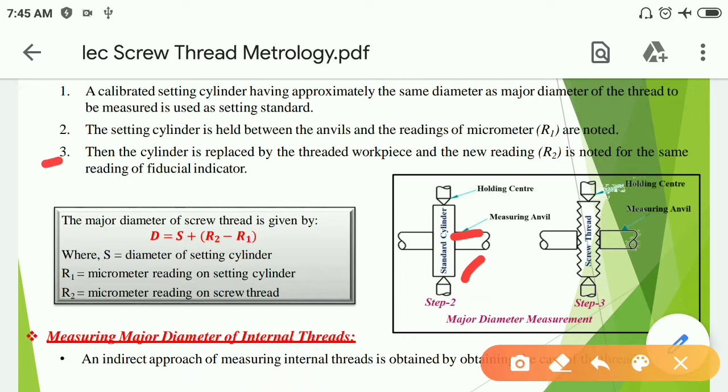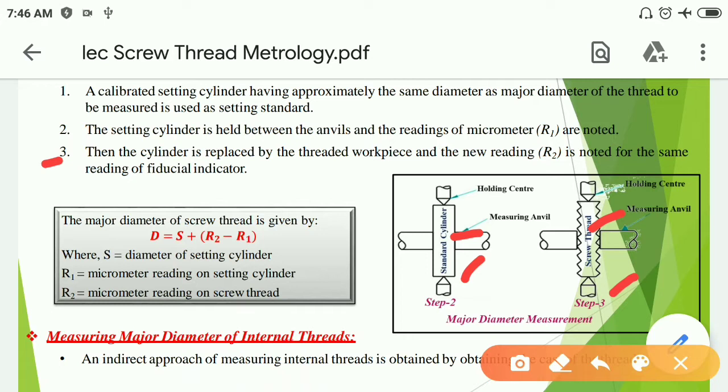Step 3: the cylinder is replaced by the thread workpiece and the new reading R2 is noted for the same reading of the fiducial indicator. Here it is shown in step 3 in the diagram. After the standard cylinder is held and measured, it is removed and replaced by the screw thread, and the reading has been noted.